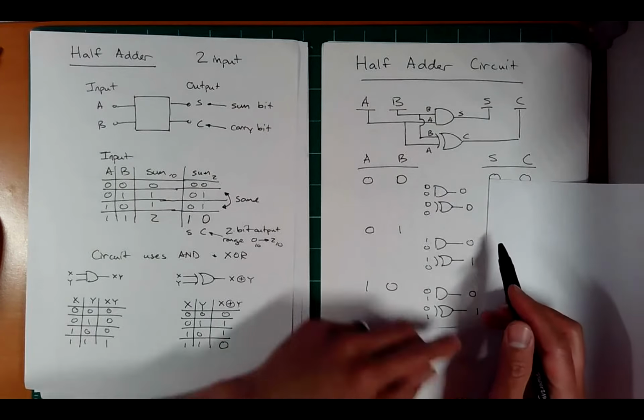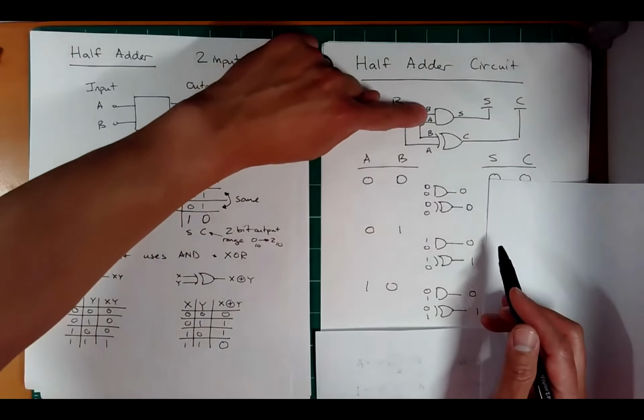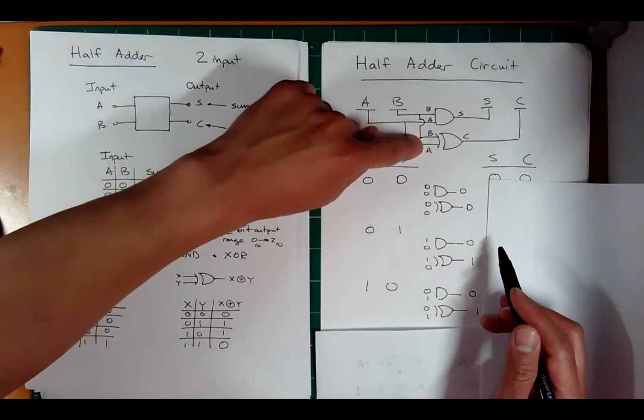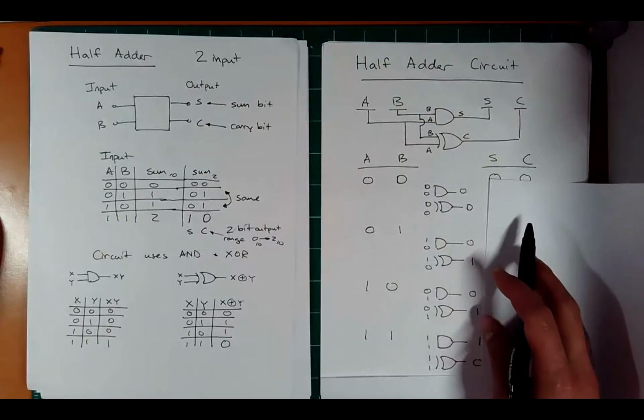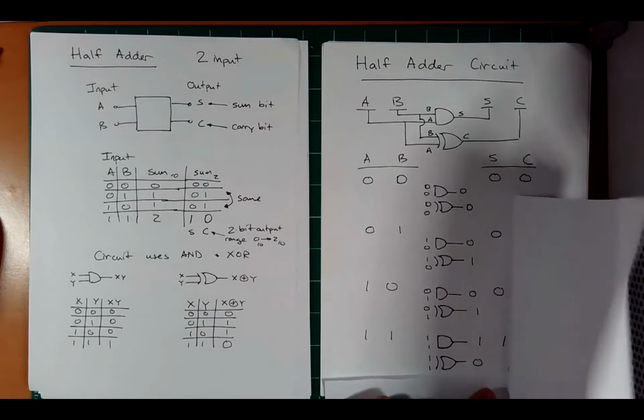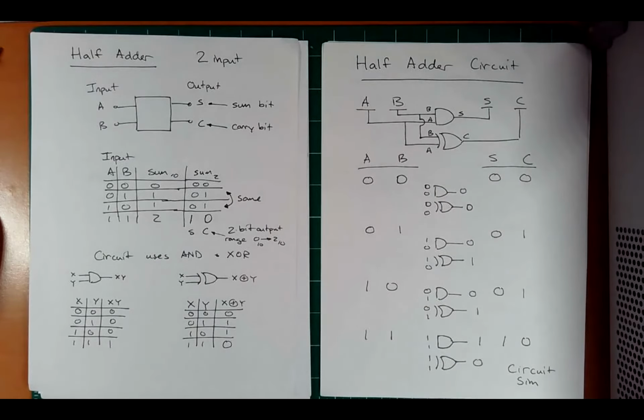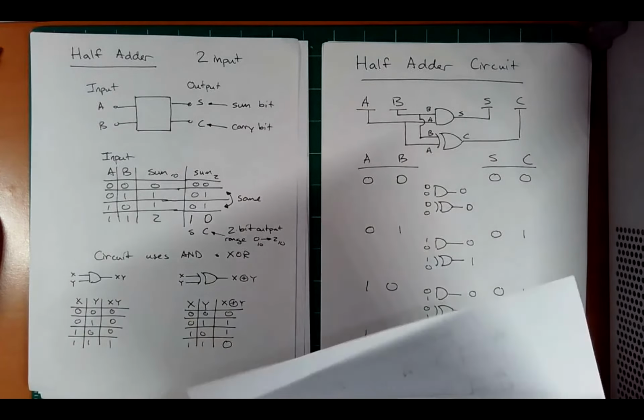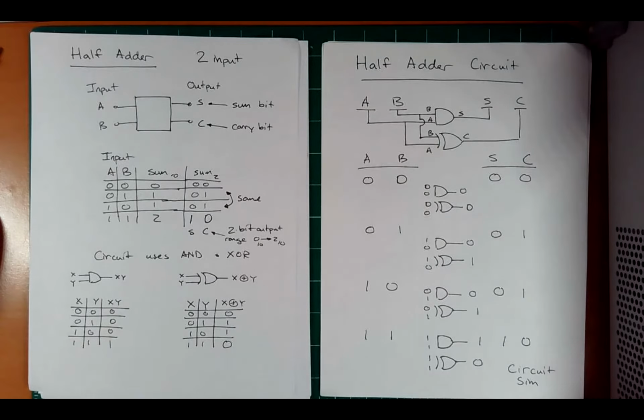Now, the last one, if you put a 1 and 1, well, the AND is going to be 1, and the exclusive OR is going to be 0, and that's how you get the 10 or the 1, 0 here, which is equivalent to 2. So this is an implementation of a half adder, and we can go to Circuit Sim and check this out. So let me do that.